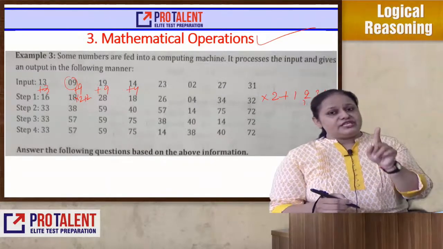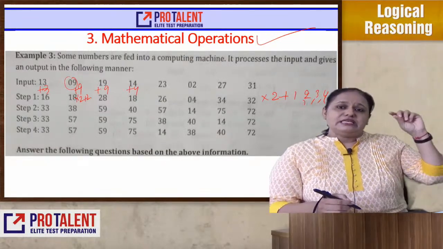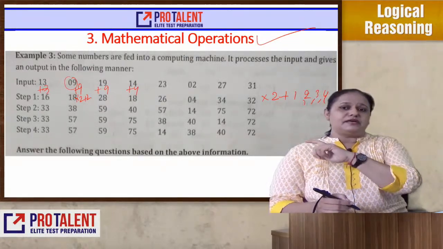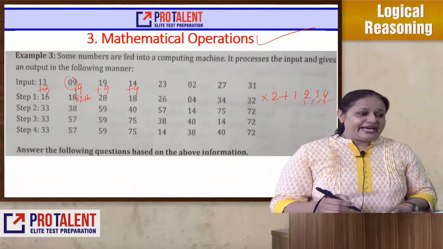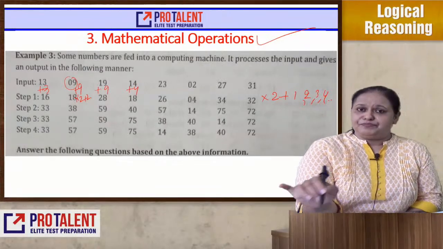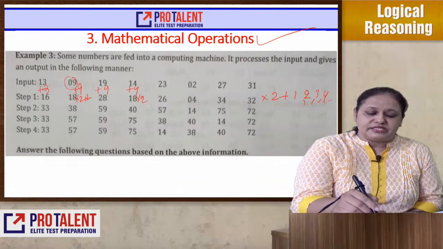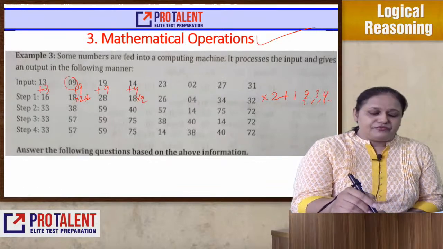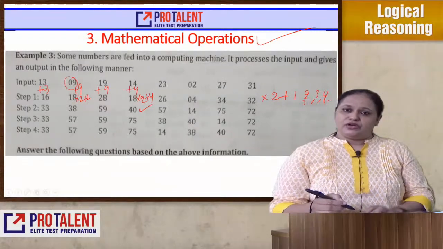See friends, the logic has to be uniform. It cannot be just for one number, one logic, second number, another logic, third number, third logic. No, the logic has to be uniform, and hence it is going to be into 2. So here it was into 2, 18 2s are 36, and we are going to do it plus 4. So we are getting 40, right?